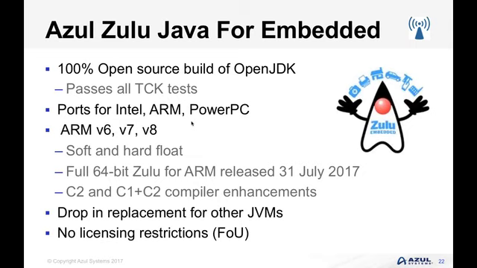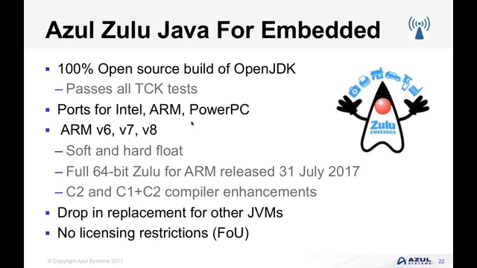So you know that your code will run on that. We have ports for Intel, we have ports for ARM, we have ports for PowerPC. So we cover a range of different processors. If we look specifically at the ARM architecture, we cover v6, v7, and more recently v8. Both soft and hard float are available. This becomes an issue when dealing with the specific architecture used for the processor. And we recently released, a couple of months ago, the full 64-bit version for ARM. So we have both 32 and 64-bit versions available.